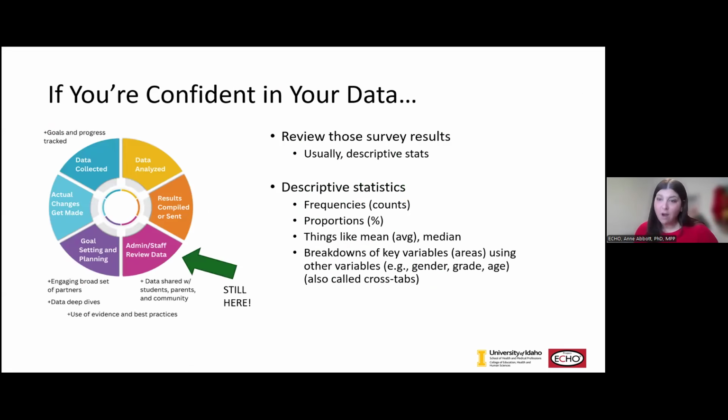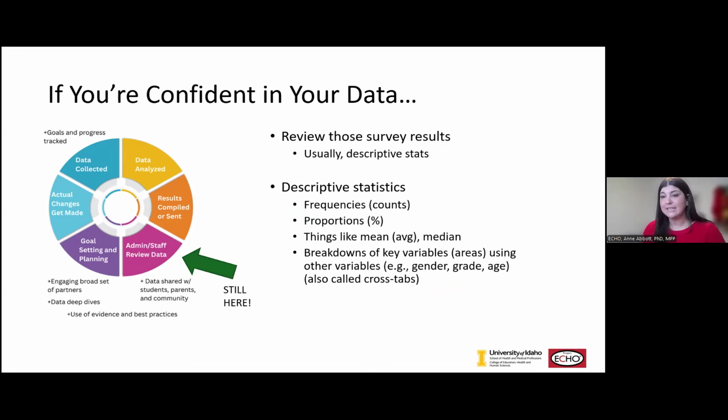All right, so if you are confident in your data, right, you want to review those survey results. And when we're reviewing survey results, we're usually reviewing something called descriptive statistics. So when we say descriptive statistics, all that means are things like counts and proportions. For some of your data, particularly if you're looking at Idaho Youth Wellbeing Survey data, that also often includes things like the mean or the average or the median occasionally, depending on the measure you're looking at.